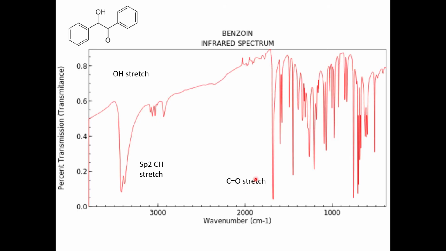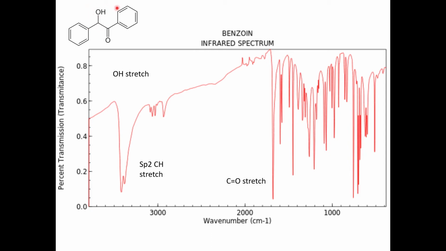So let's assume that after we have purified our benzoin, we want to actually check if we purified the right compound. So we analyze it first through IR spectroscopy. When I look at this compound, there are three functional groups that stick out to me: the benzene rings, the carbonyl group, and the alcohol.